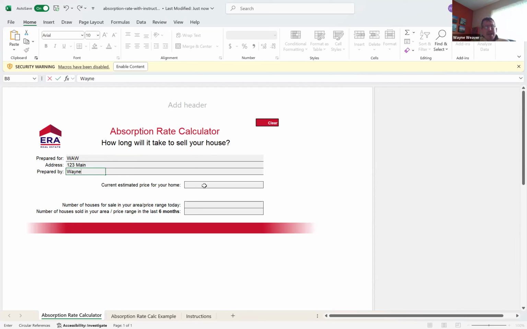Say someone is interested in potentially listing a $300,000 house. I'm just going to put 300 just to have that as a number. When I put 300 in and hit tab, it automatically, without me doing anything, took 10% above and 10% below.